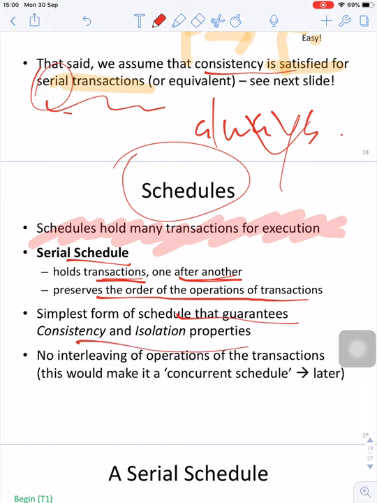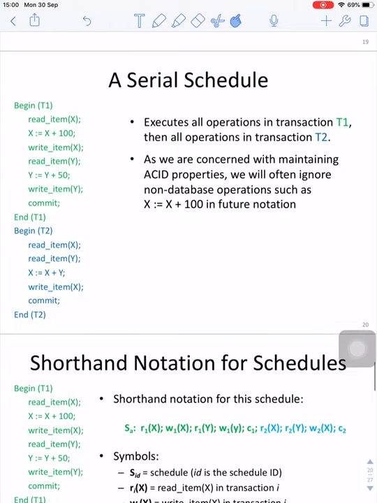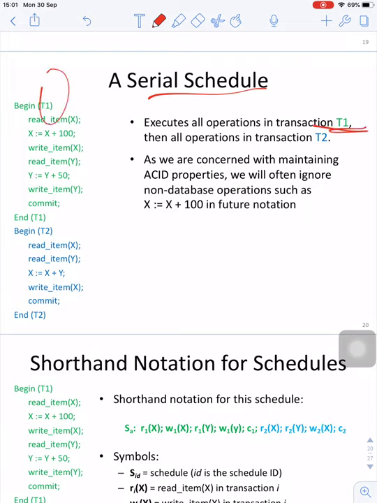It is the simplest form of schedule, guaranteeing consistency and isolation, with no interleaving operations that would require concurrency control. A serial schedule is just like we execute all the operations in transaction T1. We are concerned with maintaining the ACID properties, so we often ignore the non-database operations. That is very important, because in transactions we only care about ACID: whether we can maintain the atomicity, the consistency, the isolation and the durability. Non-database operations cannot affect that.